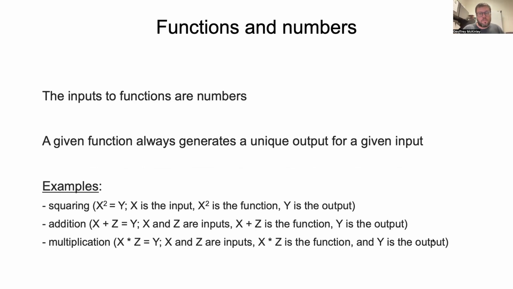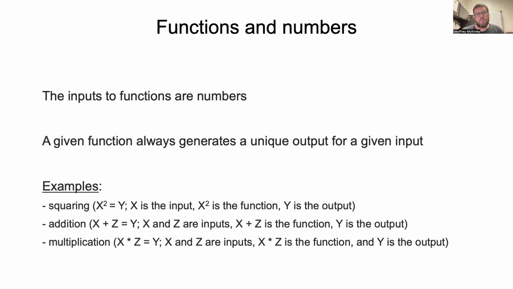Okay. So with that being said, in order to talk about Turing machines, I first need to talk about functions and algorithms. So we do functions all the time in algebra. So f of x, right? You plug in x to the function and you get an output. You plug in numbers into the input of these functions and you get an output, and a given function will always generate a unique output for a given input.